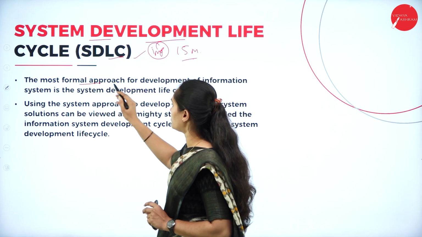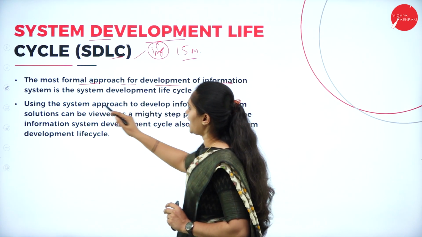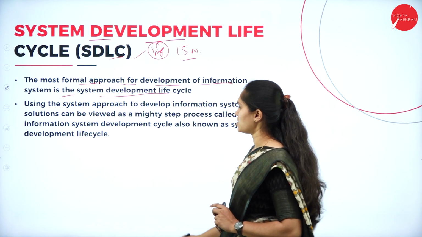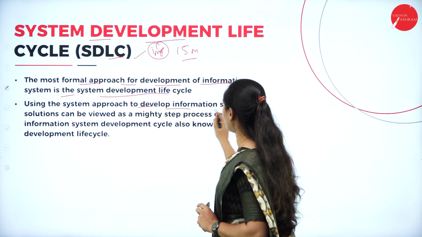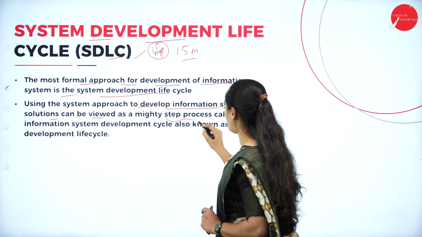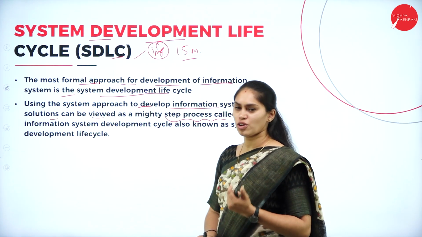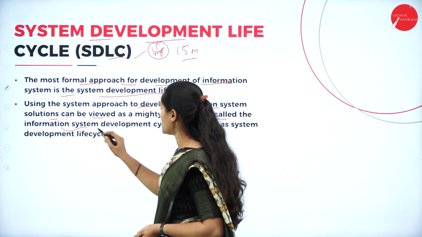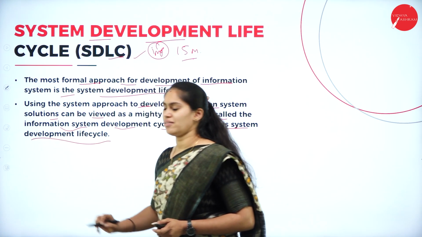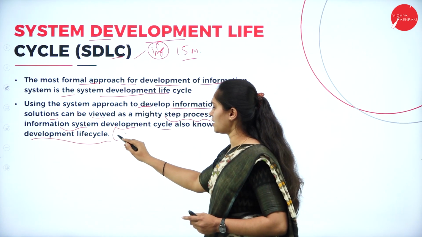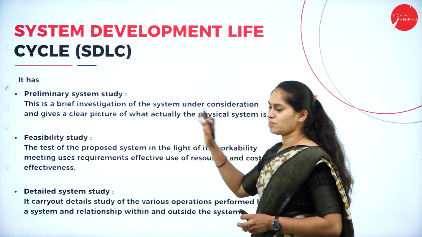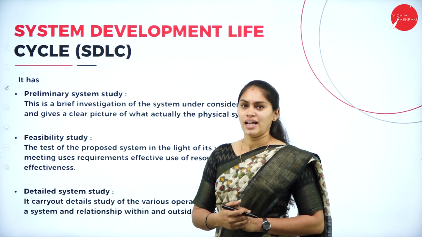So it is the most formal approach for development of the information system in the system development life cycle. This approach is used to develop the information system. The solution can be viewed as a step process. That is why we call this the information system development life cycle, and it is also called the system development life cycle. In short, it is termed SDLC. So we'll see the step-by-step procedure in the SDLC.